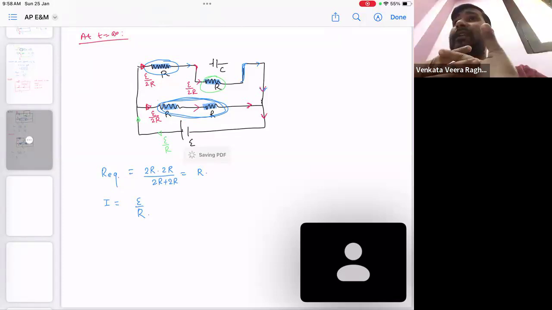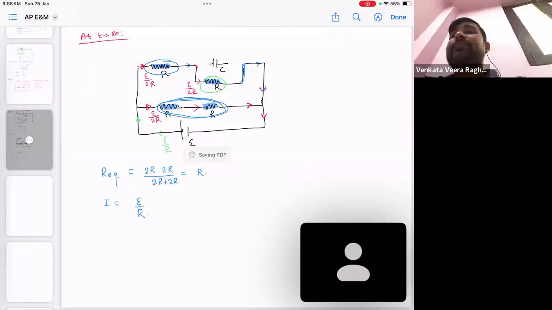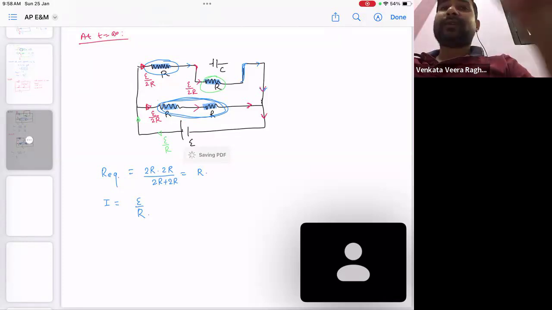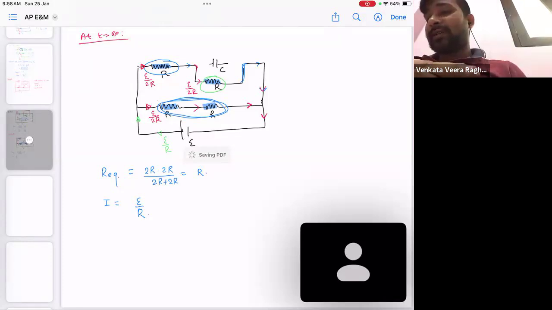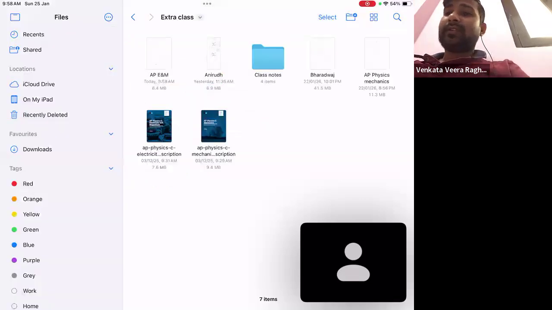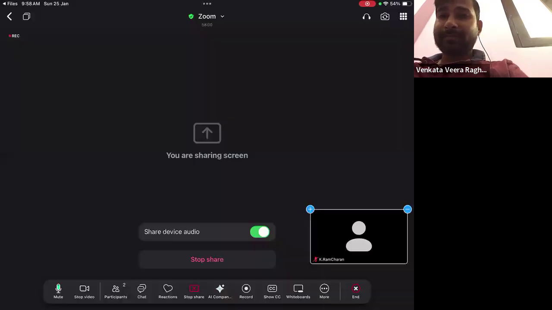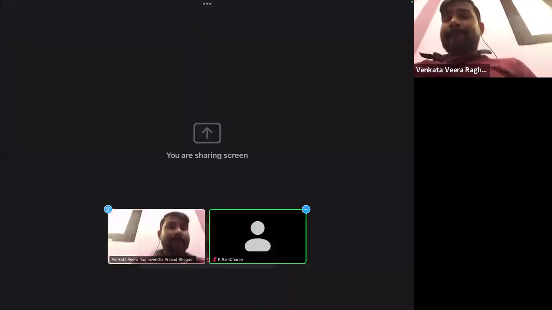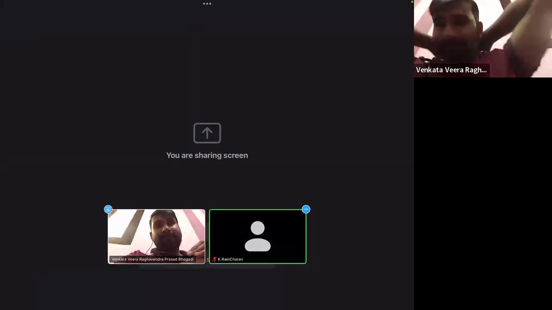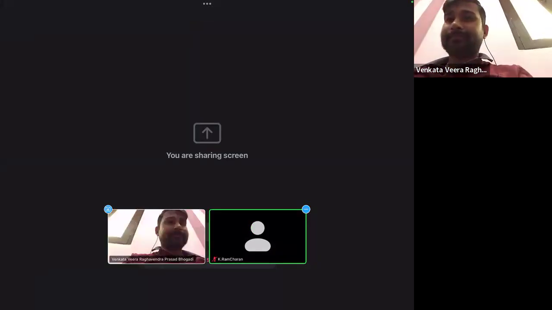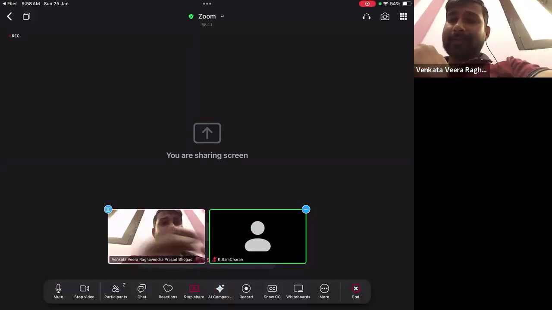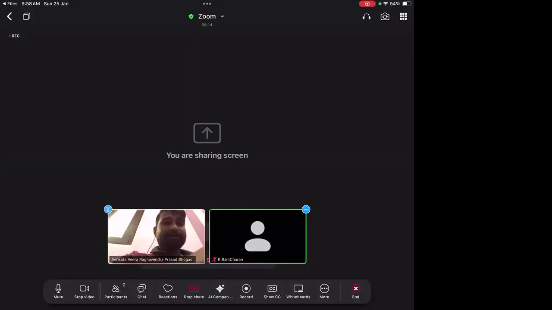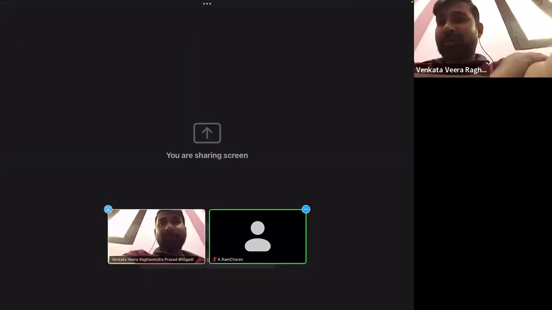So next class, a little bit about transient condition, meaning at any time t, not 0 and infinity. If some other time is given, then how will we calculate? That is what we will learn, and we will learn about the discharging of the capacitor also. Okay. So please tell me what we discussed. Understood? Please tell me. Okay. So let's meet tomorrow. Okay.